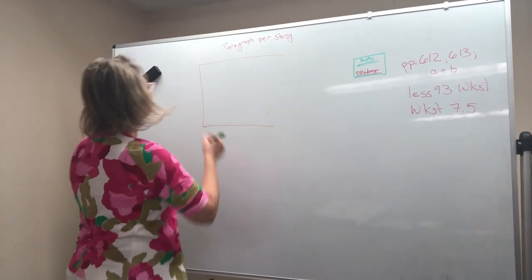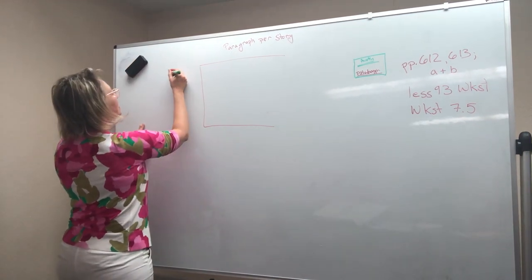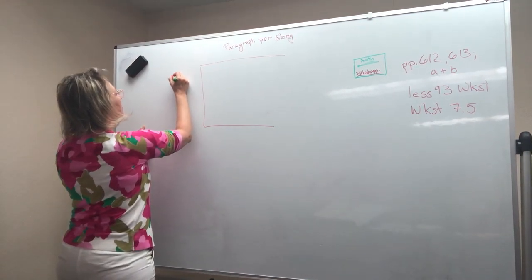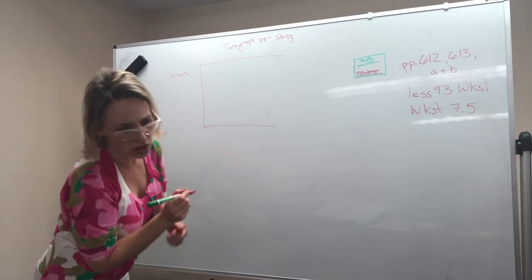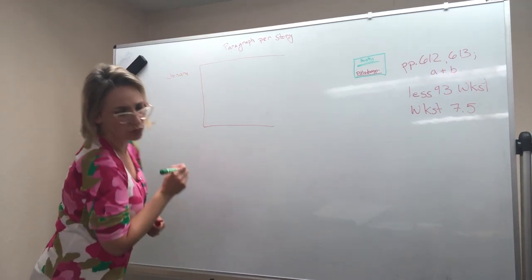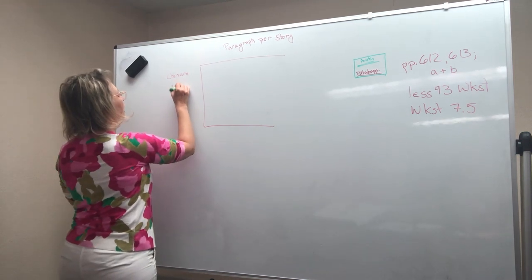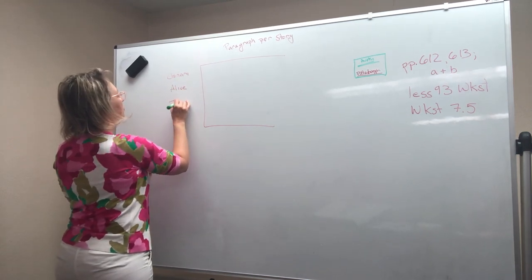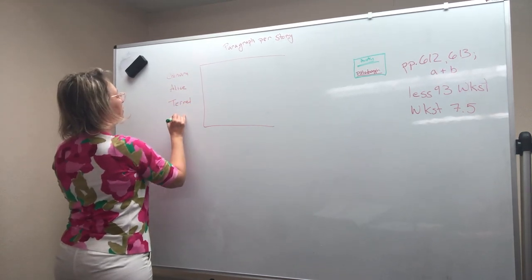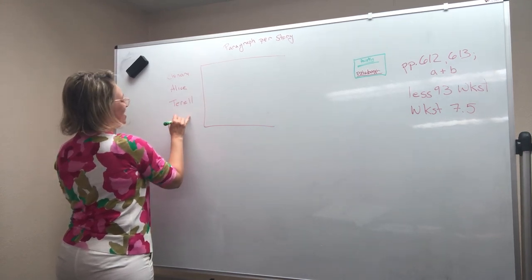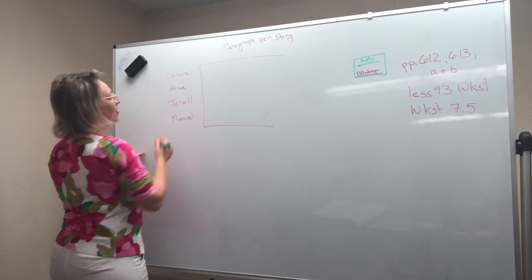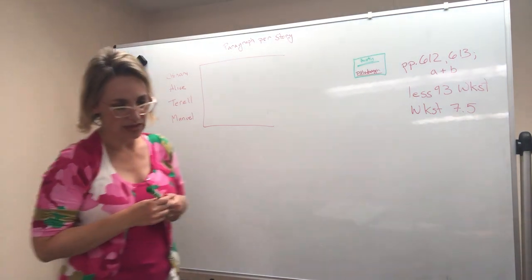Now, over on this side, we're gonna write the names of the kids. Chinara, Alice, Terrell, and I don't know if I spelled that right. How about that? I don't know. Manuel. Okay, so there are their names.